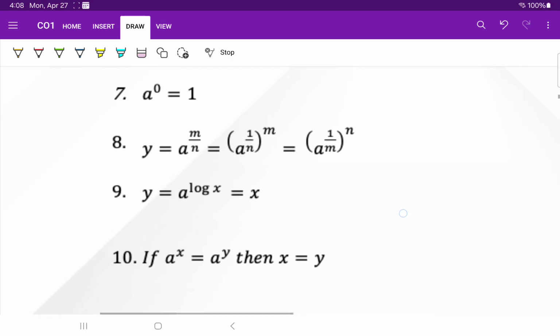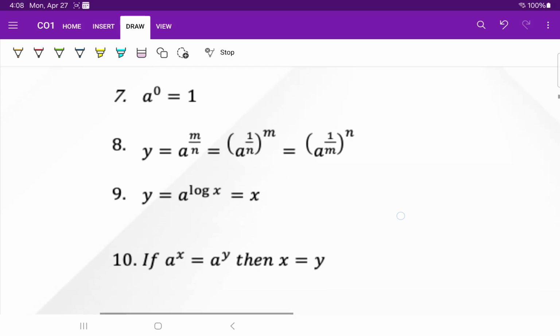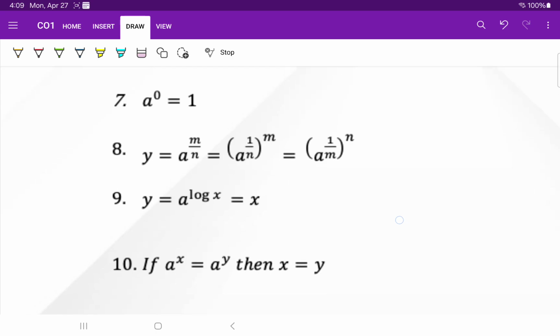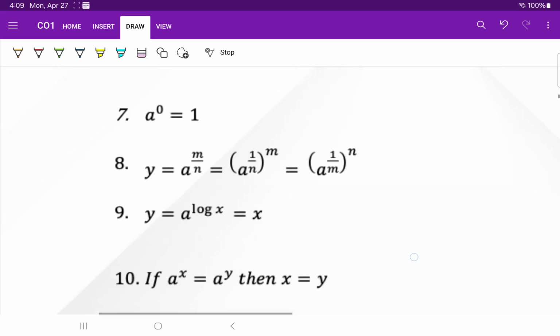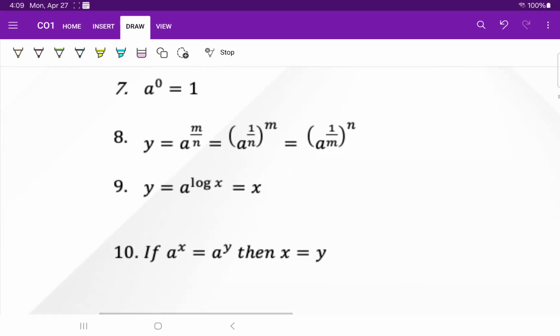And this is on logarithms. Again, if y is a to the log base a of x, that is x. We discussed this last time. I'm going to discuss this again when we go to derivatives.